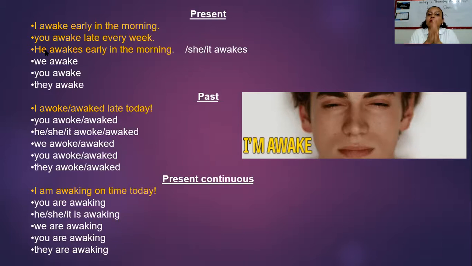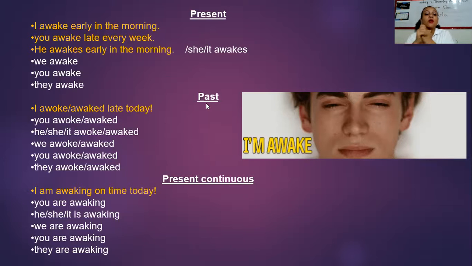Look, when we are talking in the simple present, we add an S to the verb awake, because there is a rule that says verbs ending in E take an S in the third person to express this action in simple present. He awakes early in the morning. She awakes early in the morning. It awakes early in the morning. We awake early in the morning. You awake early in the morning, and they awake early in the morning.